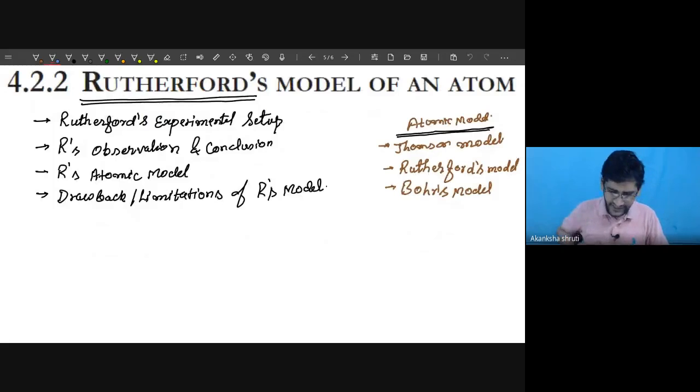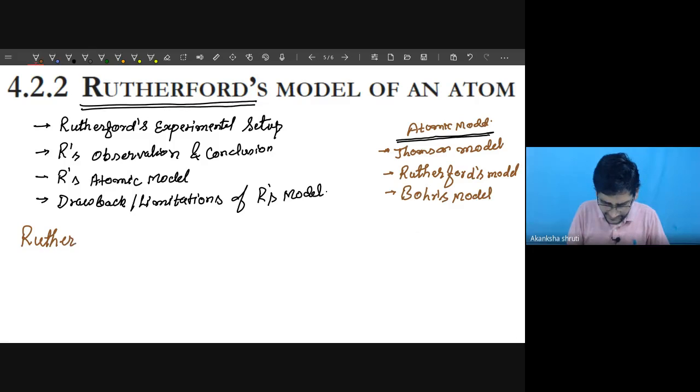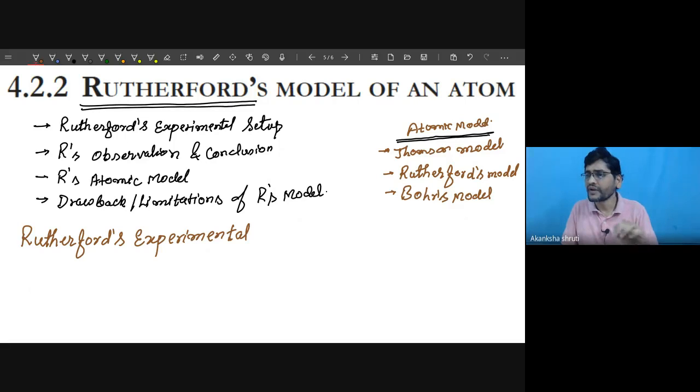Students, let us start with the Rutherford experimental setup. What did Rutherford take for the experiment and what did he conclude? Rutherford experimental setup: Rutherford had taken positively charged helium nuclei called alpha particles, and the other one, a very thin gold foil. He bombarded the alpha particles over the gold foil and noted the observation.